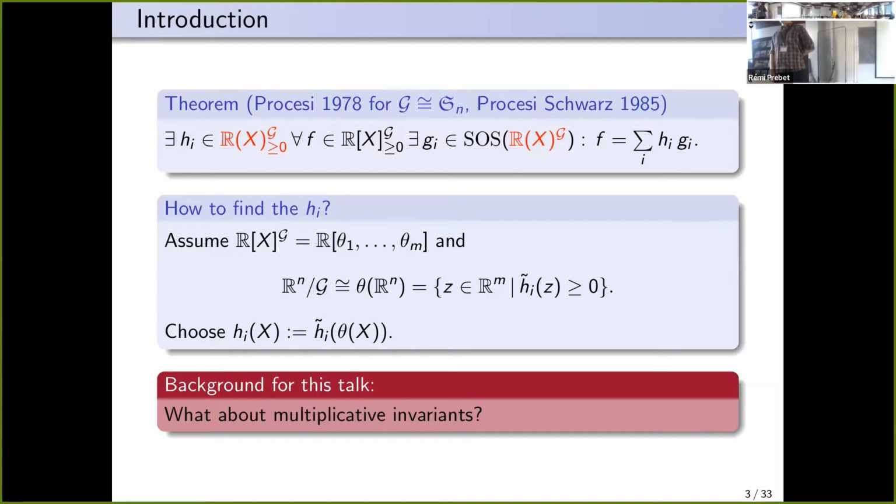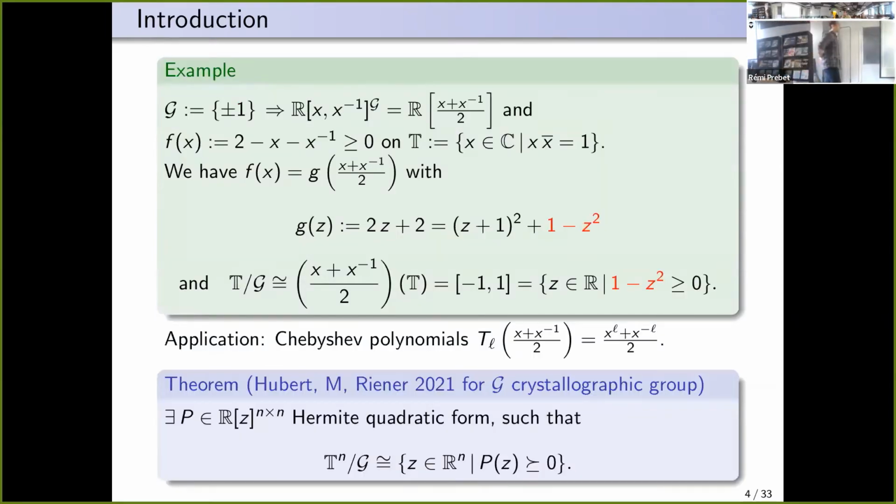So what I want to discuss in this talk is what happens when we go to multiplicative invariants. And I want to introduce this with an example. Same group as we had before, the group plus minus 1. But now it acts on the ring of Laurent polynomials, and it doesn't act by change of sign, but by inverting the exponents. We see that the ring of invariants is a polynomial algebra in the variable (x + x inverse)/2.